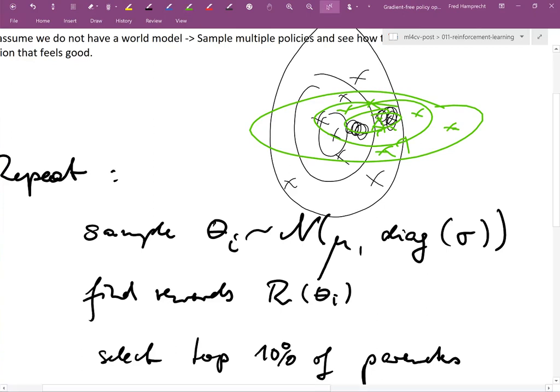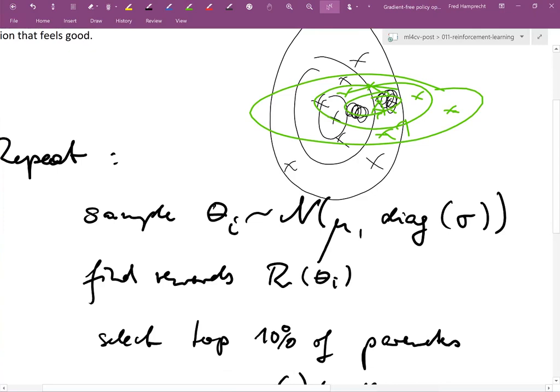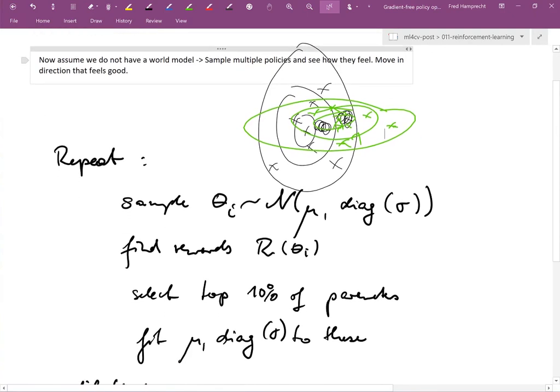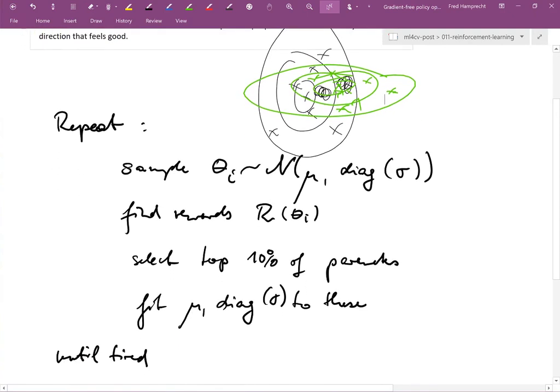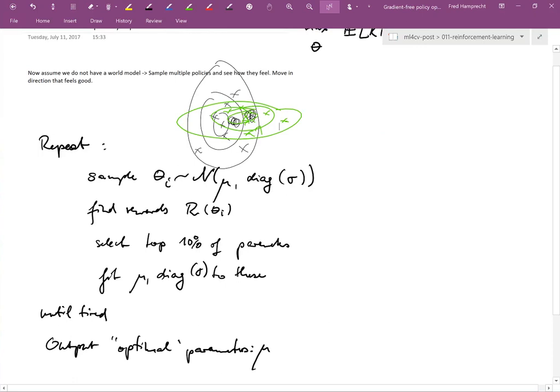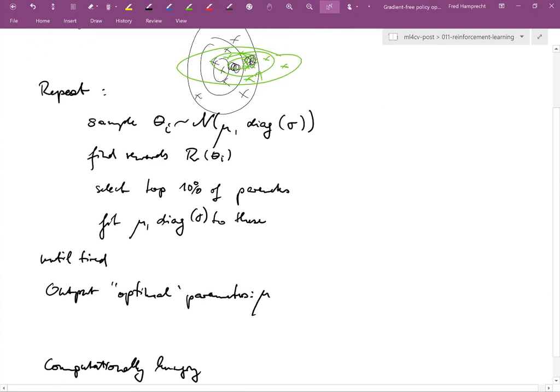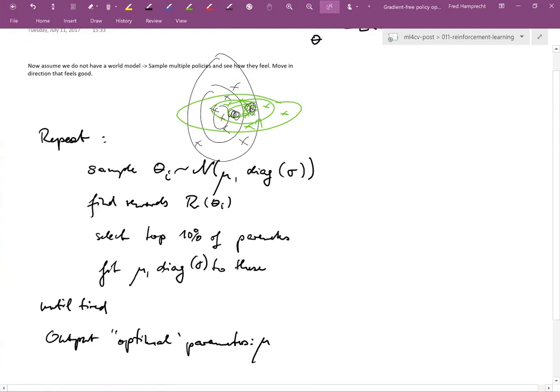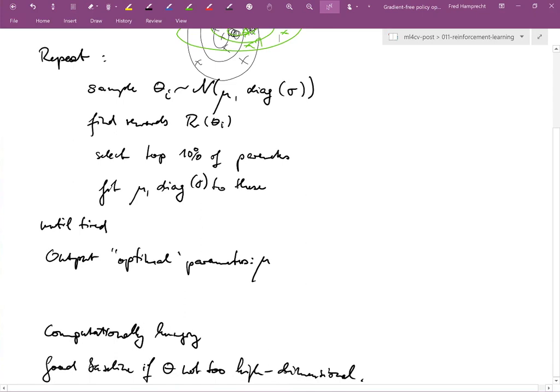Okay, so it's really an algorithm as simple as it gets. This is the baseline algorithm. Yeah? So if you want to try out a simple algorithm, then do this. You select the top 10 performing parameters, you fit your normal distribution to these, and you iterate until tired. And then the mean of your final normal distribution when you do become tired, those are then your best guess at the optimum policy parameters. It is computationally hungry, but a good baseline as long as your parameters are not too high dimensional.